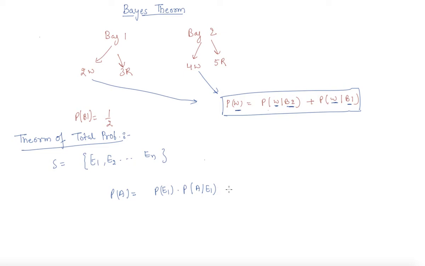Okay, so I can write this as probability of occurrence of E1 into probability of A given E1, plus probability of E2 into probability of occurrence of A when E2 has already occurred, up to probability of En into probability of occurrence of A when En has already occurred. So students, this I can write as the sum from j equals 1 to n of probability of Ej and probability of A given Ej. Okay, so this is what the theorem of total probability states.